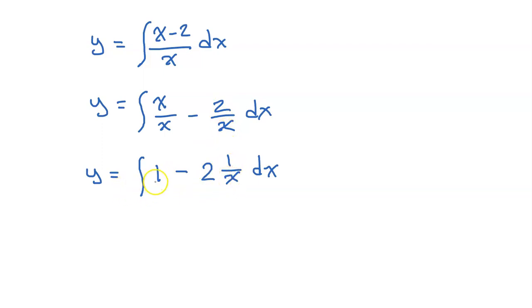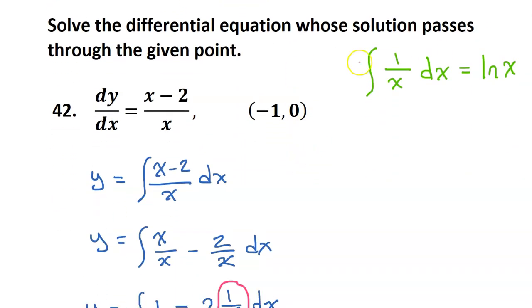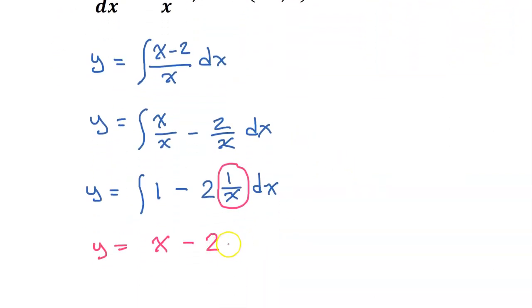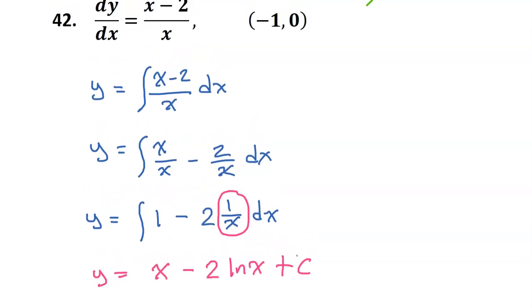So now I'm going to integrate term by term. The integral of 1 will be x, and then when I get to the next term, I see that negative 2. I'm just going to leave the negative 2 alone, and I'm going to integrate the 1 over x. But remember, I told you, the integral of 1 over x is natural log x. So I'm going to have 2 natural log x, and then the constant of integration.